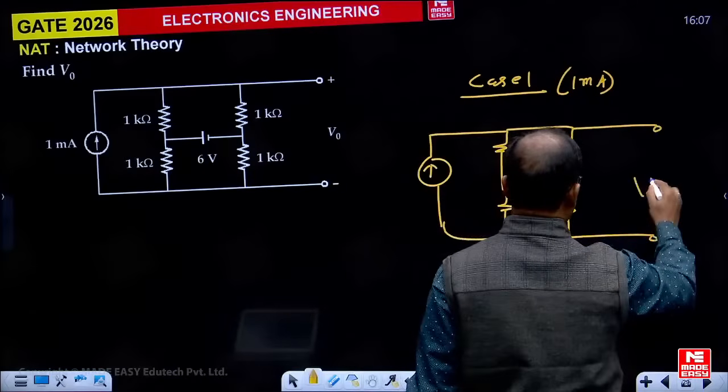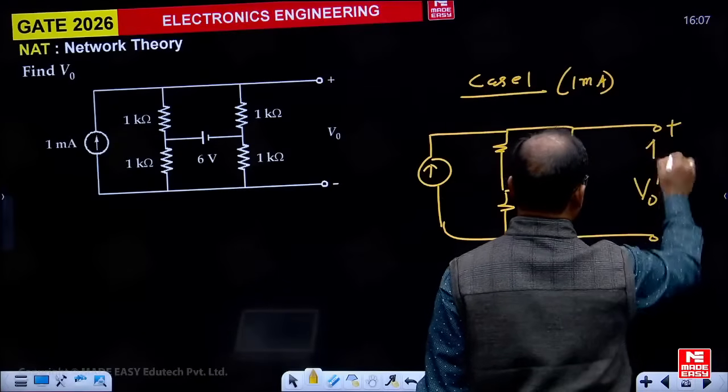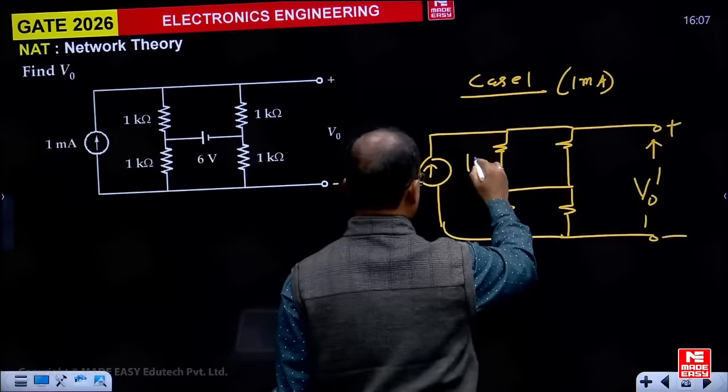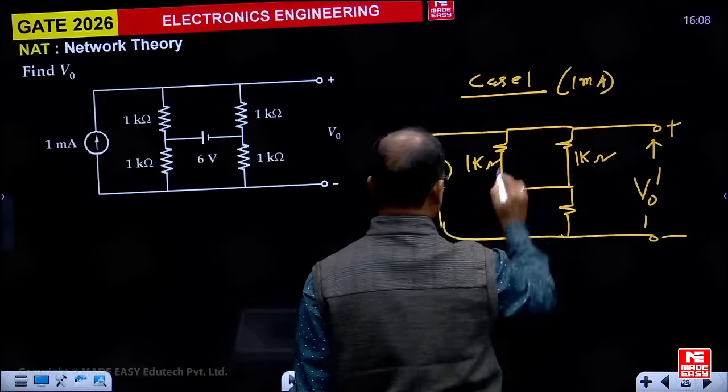In the question, what is being asked is the V0 value. Give the MSM V0 dash. One kilo ohm.